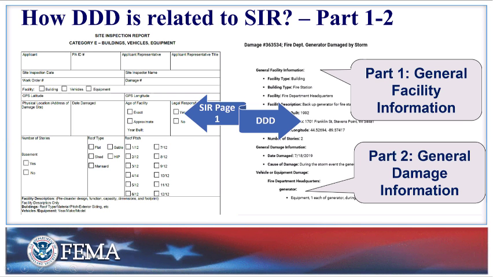So again, on Part 1 and Part 2, general facility information and general damage information, it's asking for facility information. It's asking for physical location, date damaged, age of facility, legal responsibility, GPS coordinates. So all that information is Part 1 and Part 2 of the site inspection report, which is captured on page 1. And so we want to ensure we're being as detailed as possible when we're gathering this information.